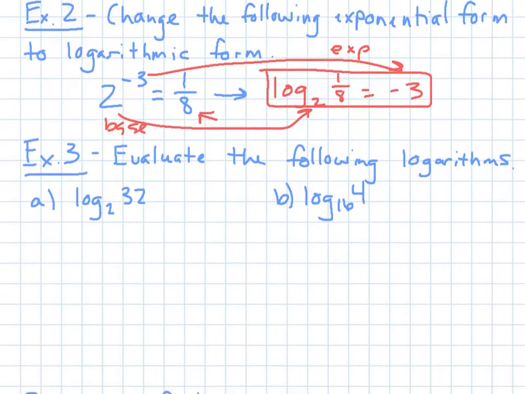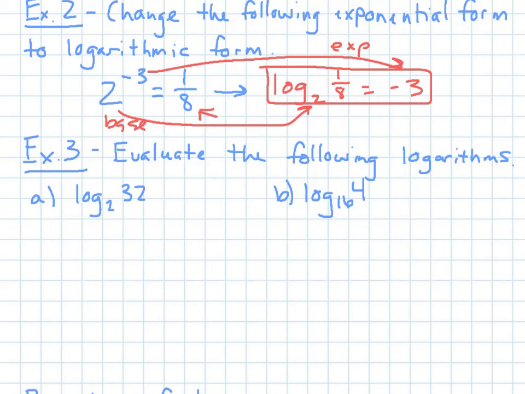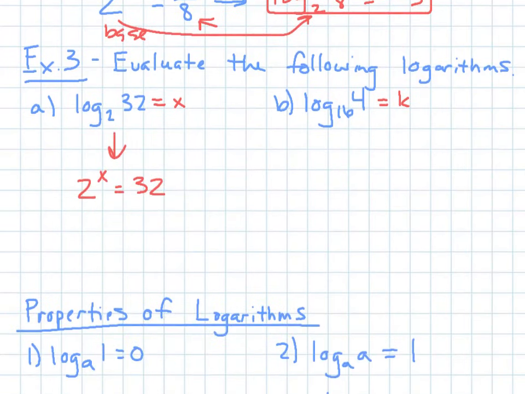If I want to be able to evaluate the following logarithms, I can use this property to help me solve as well. So one thing I always like to do is I set it equal to x or a certain variable, doesn't matter what it is. So you could say k if you wanted. And then I change it to the other form. So here, log of 32 base 2 is equal to x would be switched to 2 to the x is equal to 32. So now I get to ask what 2 to what power gives me 32.